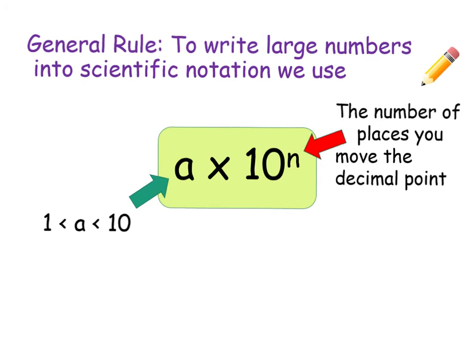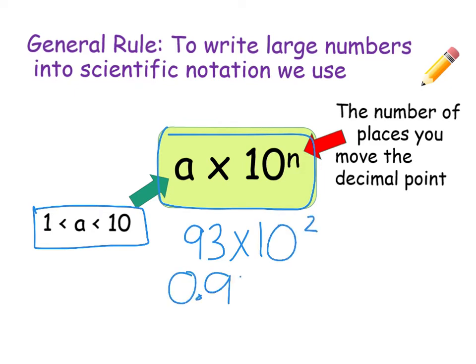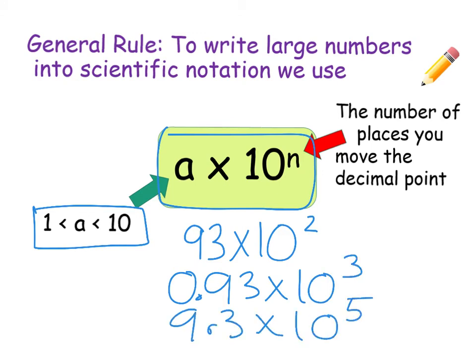So to write any large numbers in scientific notation, we have to remember this here. This bit in green is what we are after for our answer. We need a number times 10 to a power. Now the number at the front has to be between 1 and 10. So I'm going to show you 3 examples and see which you think is acceptable. Can I have 93 times 10 to the power 2? Can I have 0.93 times 10 to the power 3? And can I have 9.3 times 10 to the power 5? Which of those would be an acceptable answer?